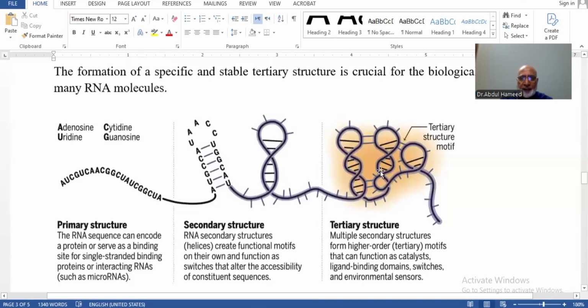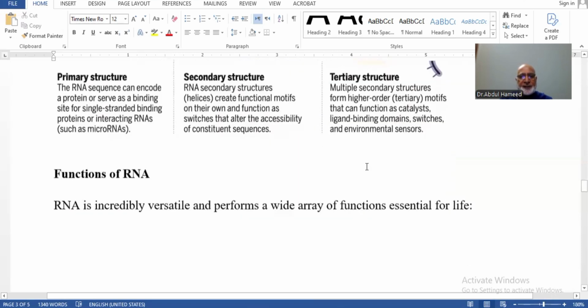These knots are not of primary nature, but there will be bonding between them. So they may be more stable, and they can perform certain catalytic functions.